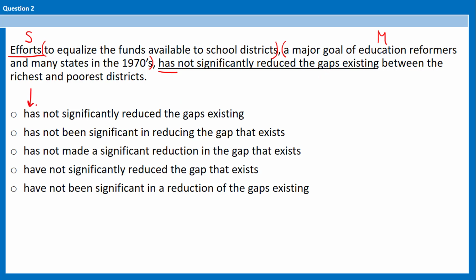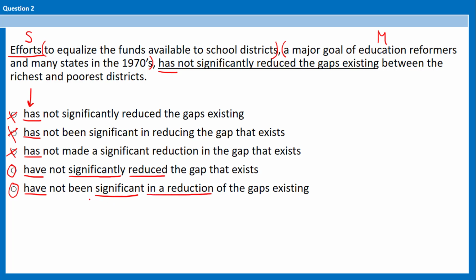Focus on the splits. Look at some differences at the beginning. Usually, here we have the singular has versus the plural have. Okay, which one do you prefer? Well, if you have a plural subject, we need a plural verb. I cannot use the singular has. So it's either number 4 or number 5. There are other differences as well. Efforts have not significantly reduced versus have not been significant in a reduction.